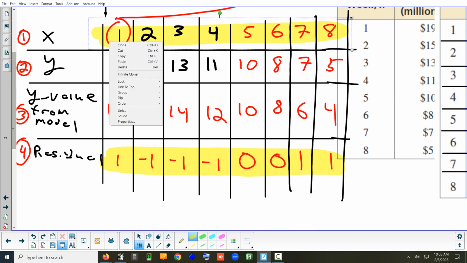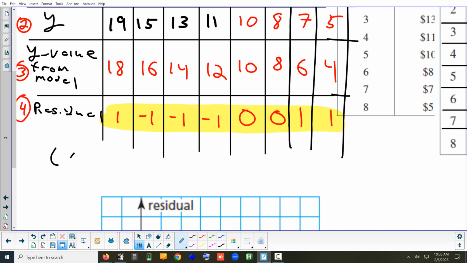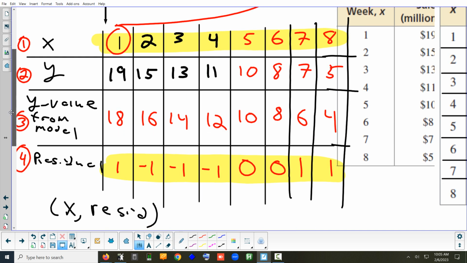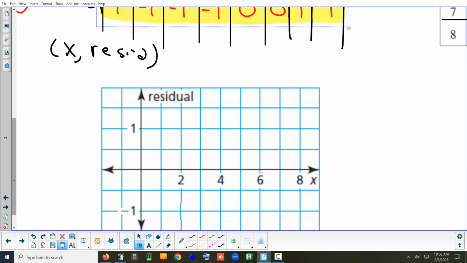This number, comma, that. So x, comma, residual. And we're going to do that for each column. Okay, what's my first x value? 1. And what's my first residual? 1. So we're going to graph the point 1, 1 on this picture. 1, 1. Good.